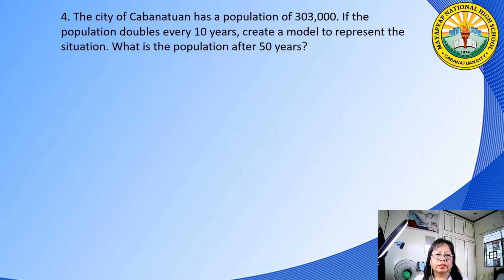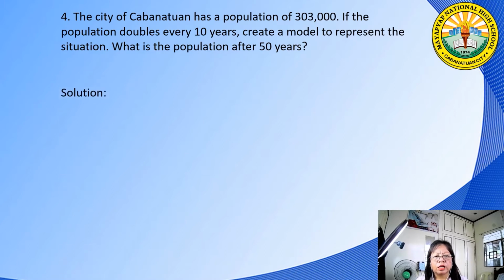The city of Cabanatuan has a population of 303,000. If the population doubles every 10 years, create a model to represent the situation. What is the population after 50 years? So in the given problem, it is mentioned that the population of the city of Cabanatuan is 303,000. So if the population doubles every 10 years, you are asked to find the population after 50 years.